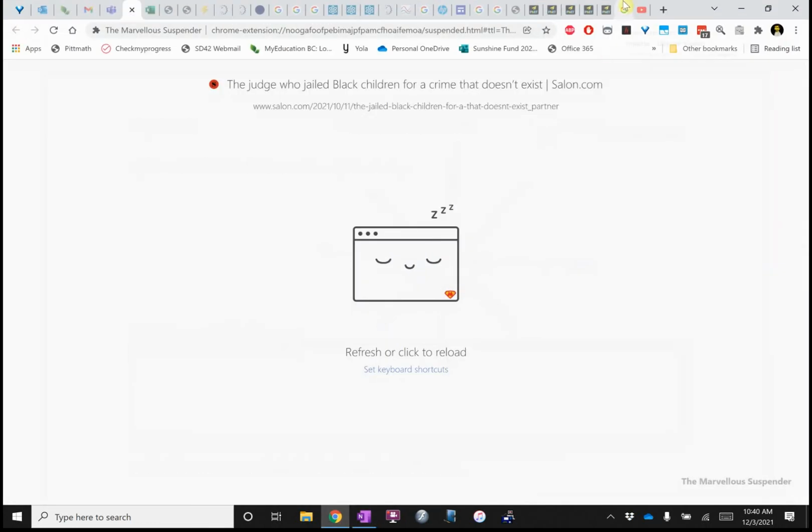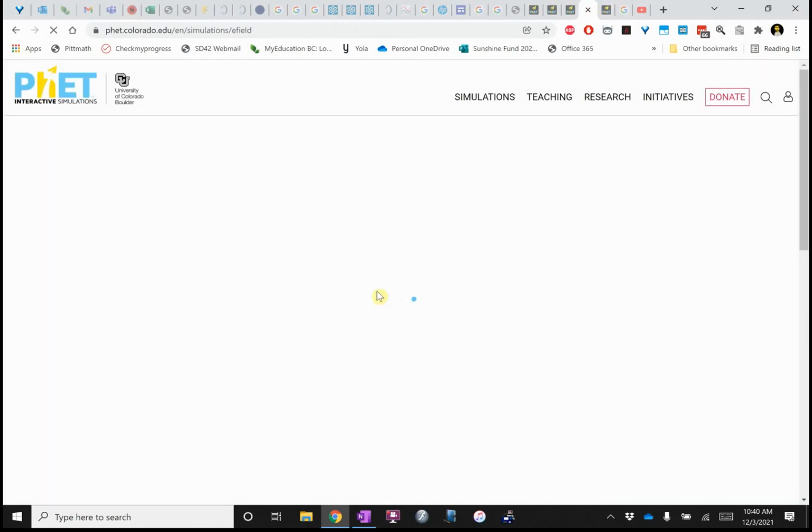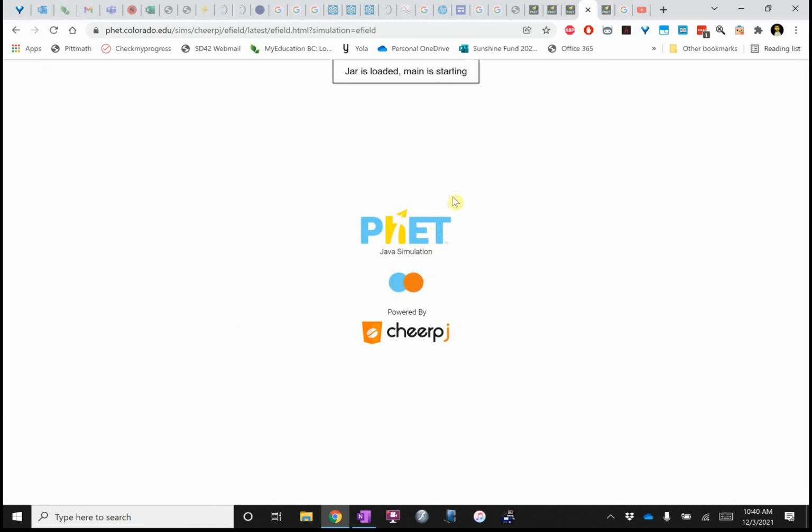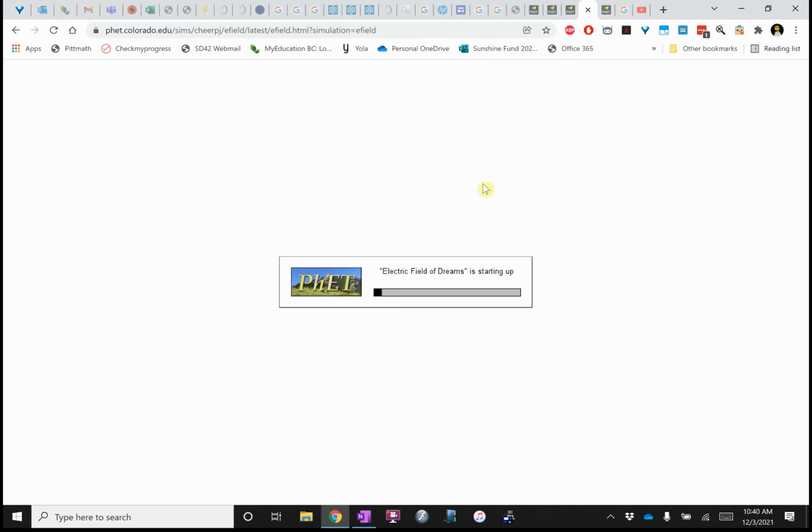I have a little sim here. It's called Electric Field of Dreams. It's this one here. Lovely sim. It's running in old Java, so it has to do a bit of a browser conversion. Give it a couple seconds to think about things, and then it will initialize. Hope it will initialize. There we go.